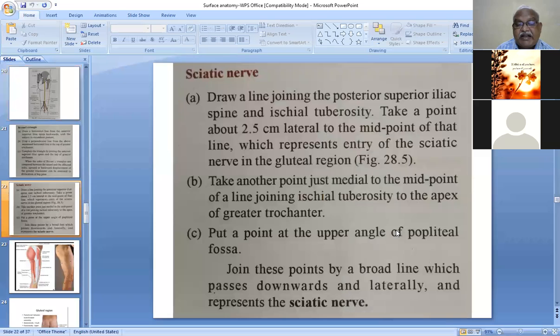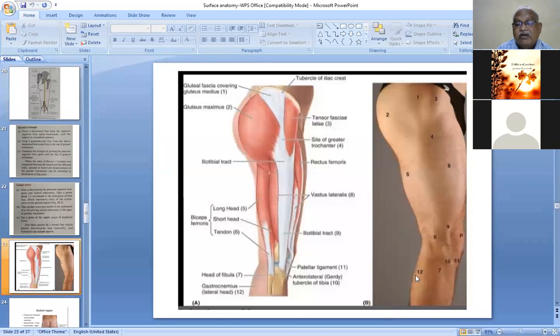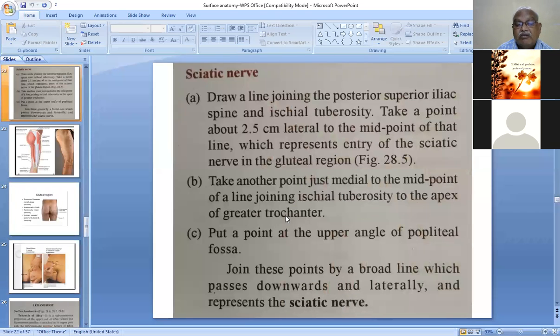Put a point at the upper angle of the popliteal fossa. This is the popliteal fossa. Join these points by a broad line which passes downwards and laterally and represents the sciatic nerve.